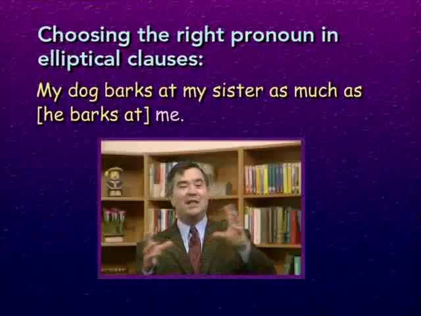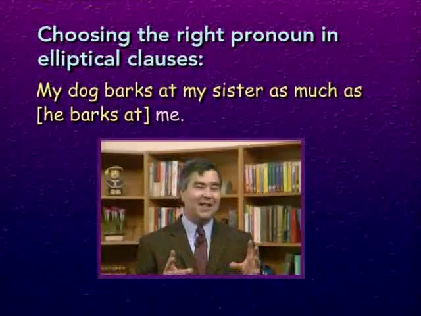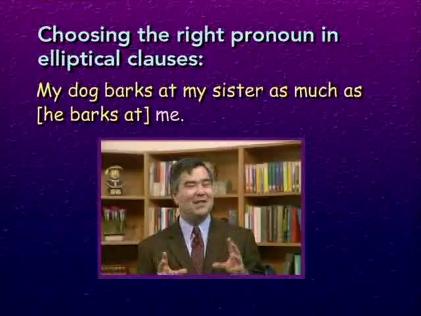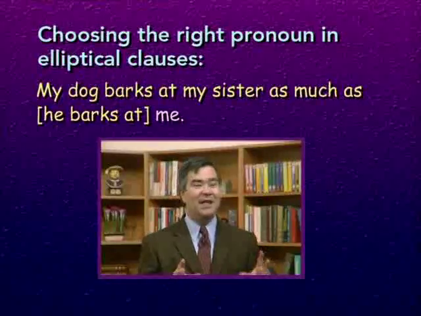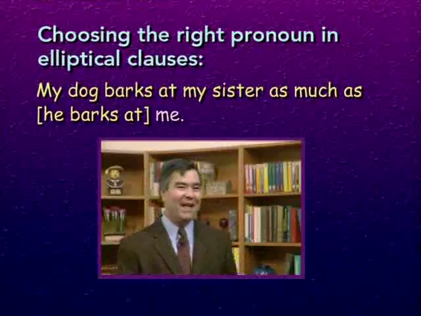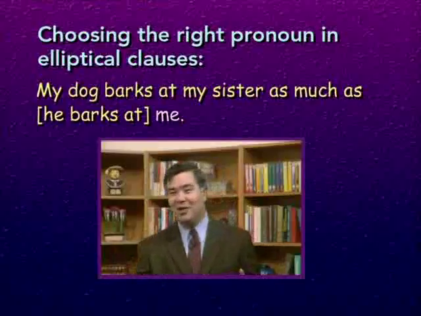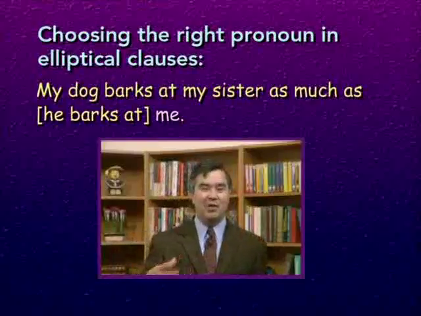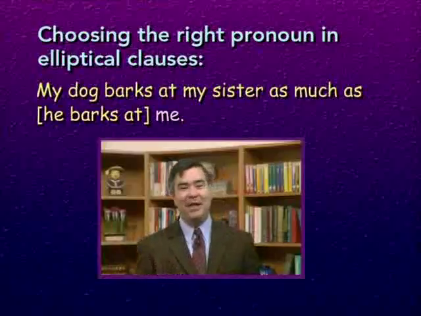So once the omitted words are stuck back in, the sentence would read, "My dog barks at my sister as much as he barks at me." Therefore, once we omit the words again and turn it back into an elliptical clause, "me" should be used. "My dog barks at my sister as much as me."